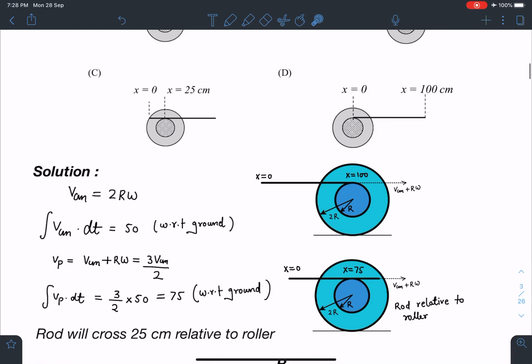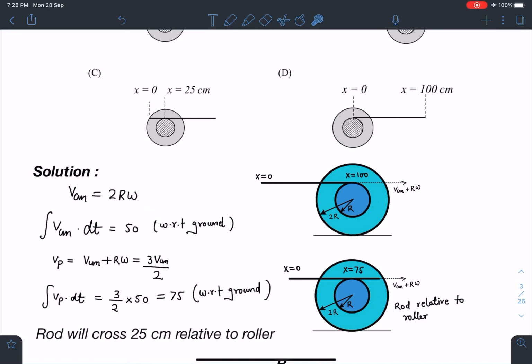If you see, in the beginning, when this disk is moving a distance of 50 centimeters, since pure rolling is happening, if it was moving with the speed of VCM and there was some omega, the first thing I can write for this point, if there is no slipping, is that this VCM is going to be equal to 2R omega.